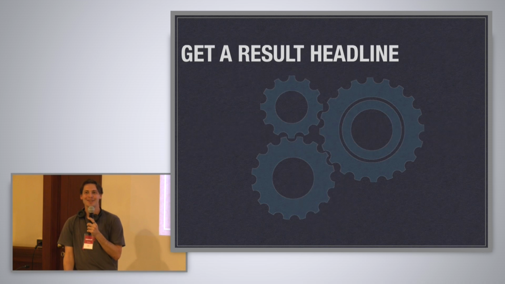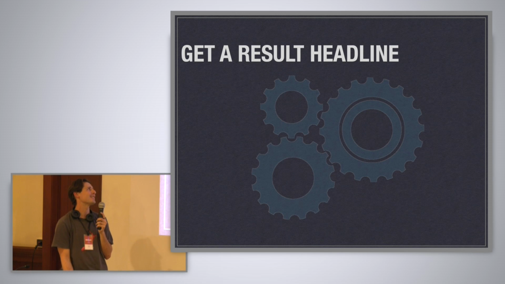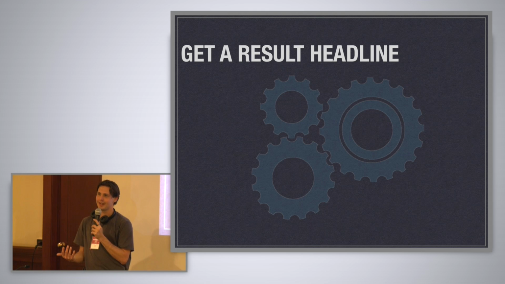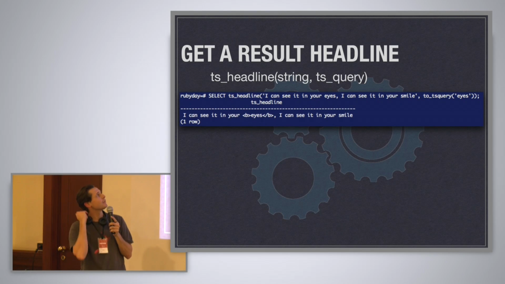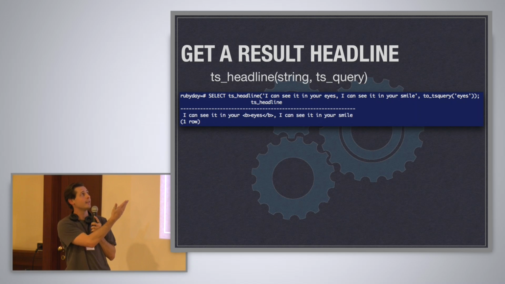All right, so another little trick in our bag of tricks that might be useful is getting a result headline, right? We're matching things with these massive documents, and one thing that might be useful is if we're showing a search result, we don't want to show them this massive block of text that's like, oh, we found it in this. We'd rather show just a little snippet of where we found it. And of course, we can do this with regex matching in Rails if we want to, but Postgres has this really nice TS headline function built into it. And this will take a string, our document, and the TS query.